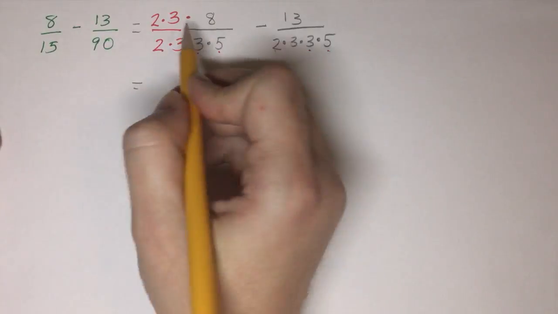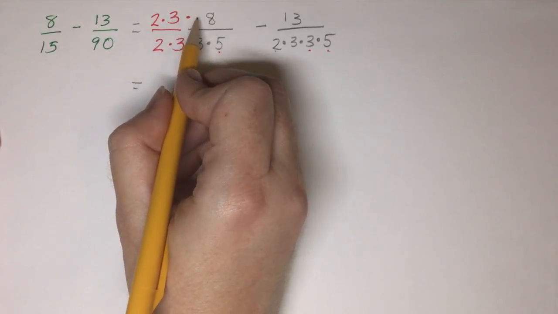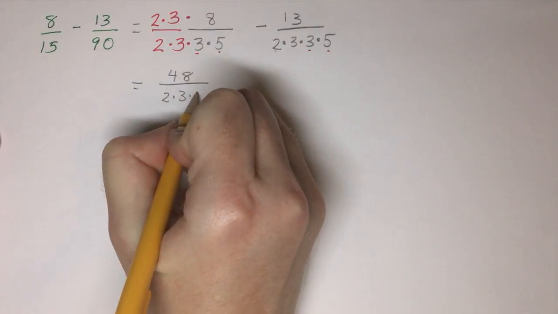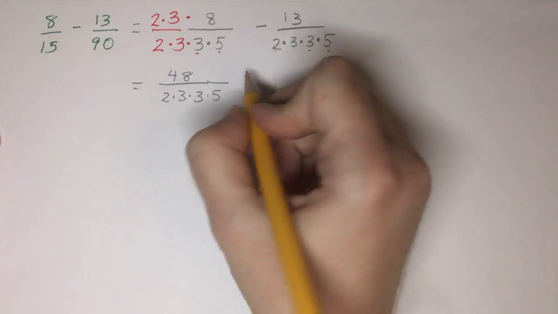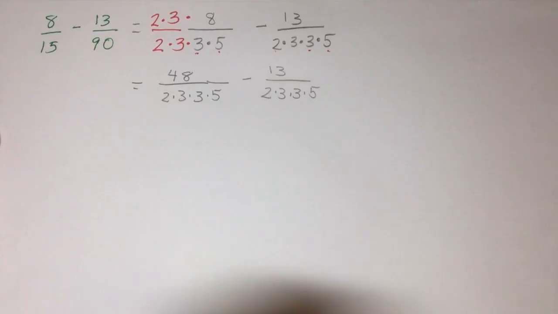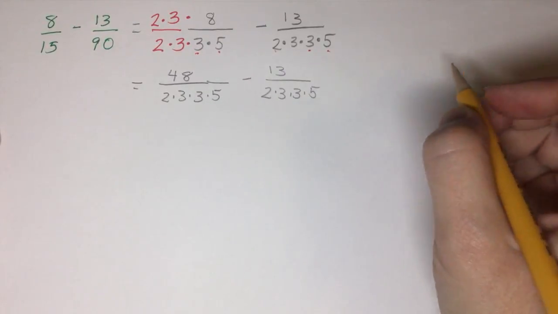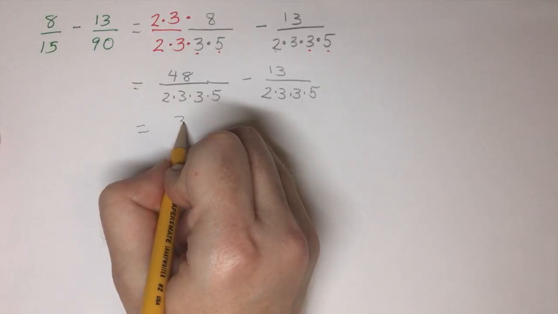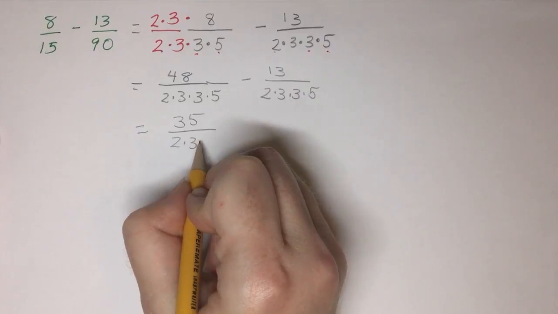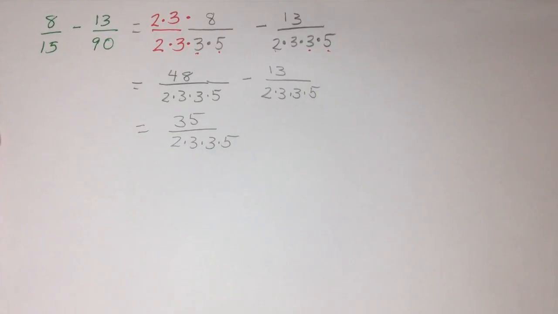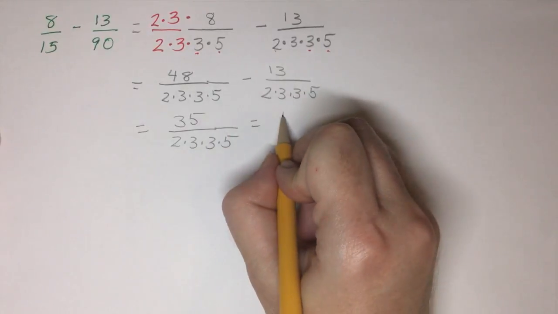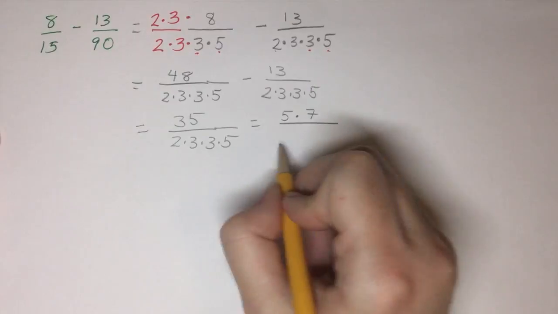So my numerator on the first one, 2 times 3 is 6. 6 times 8 is 48. I have 48 apples. 2, 3, 3, 5. Minus 13 apples. 2, 3, 3, 5. The same denominator. 48 minus 13 is 35. 35 what? 35 apples. 2, 3, 3, 5. Now, to be sure that I reduce my answer, 35 is 5 times 7, prime factorization.